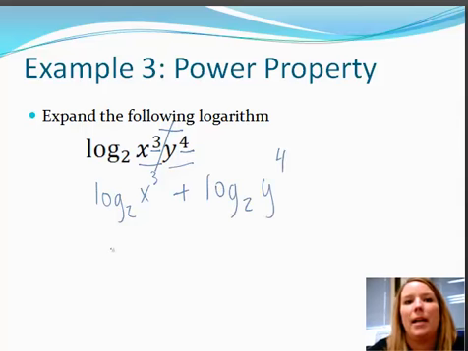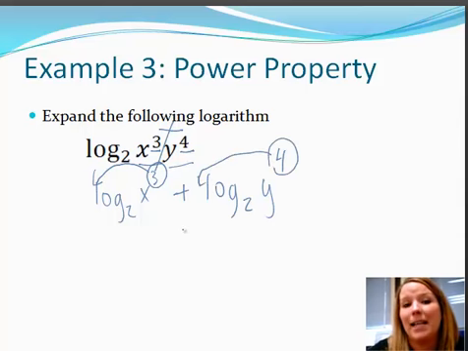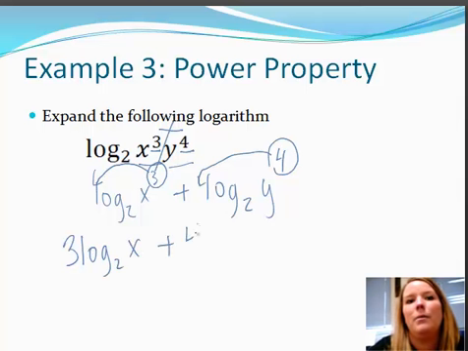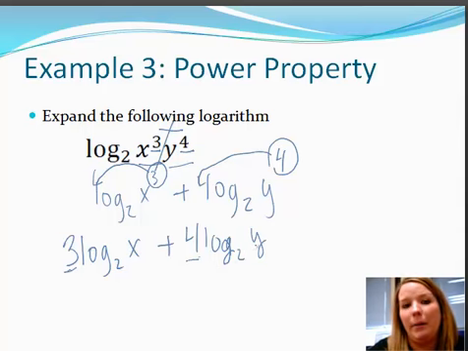the 4th. Okay, now the power property says that this exponent can come down to the front, and this exponent can come down to the front. It goes in front of the log it is attached to. So in this case, this would really be 3, just a normal 3, log base 2 of x plus 4 log base 2 of y. Okay, so when the exponent comes to the front, it becomes a large number. The base stays a small number, and then the x and the y stay where they were. Okay, so that's the power property.